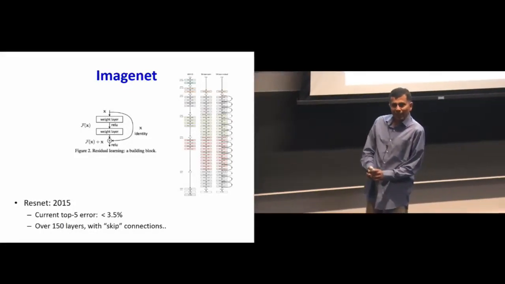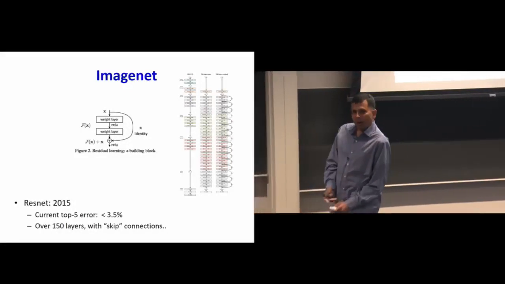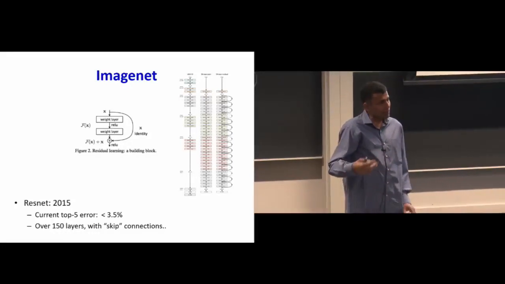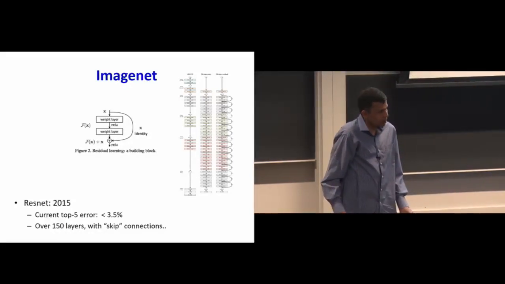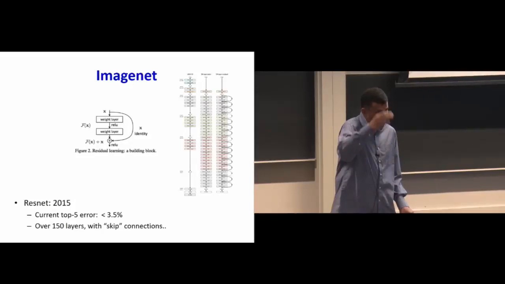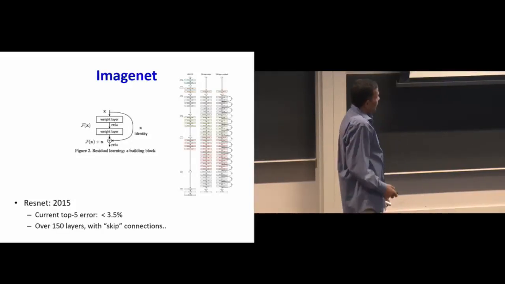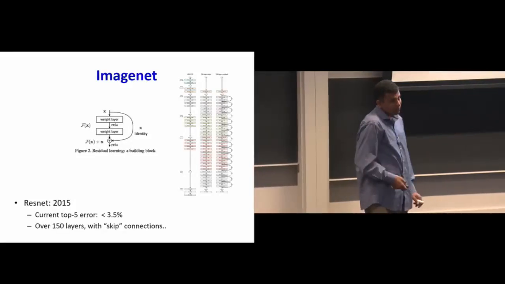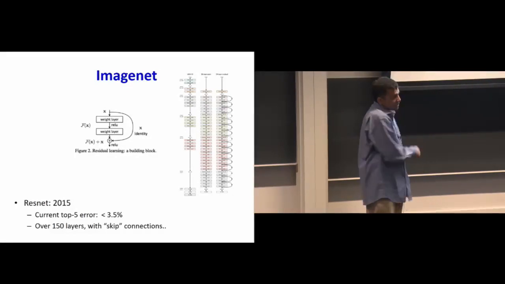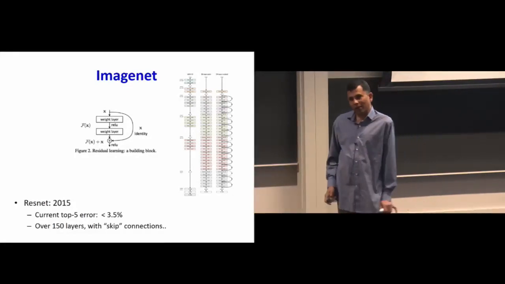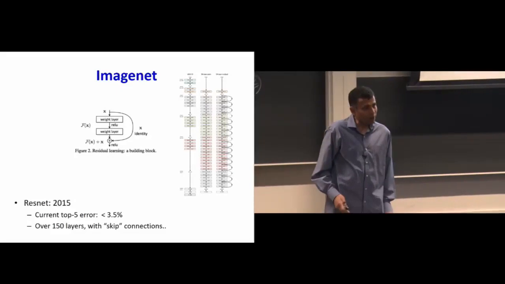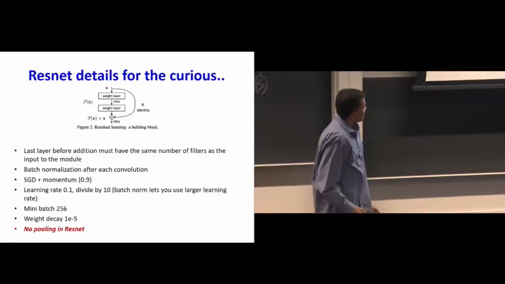So this has the nice characteristic of not having the derivatives blow up or shrink to nothing as you go down very deep networks. And now you can have networks with thousands of layers. And as a result, the error, which was 25% only a few years ago, is down to 3.5%.